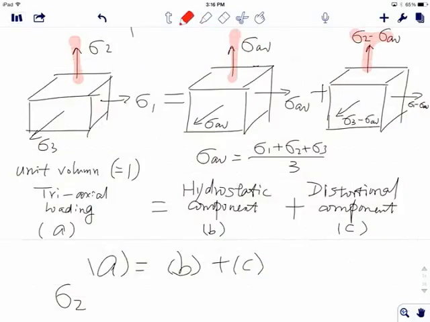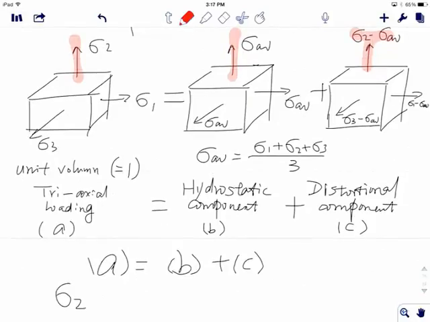So theoretically speaking, if I say the loading case A equals B plus C, then of course whatever on the two axes, the stress over here should equal this plus this, right? Okay, so you look at the left hand side is sigma 2, right hand side you have sigma average plus sigma 2 minus sigma average, which is also equal to sigma 2. Alright, so of course it's satisfied.